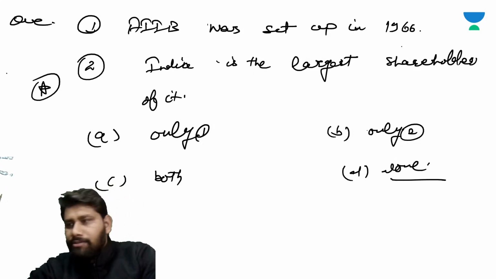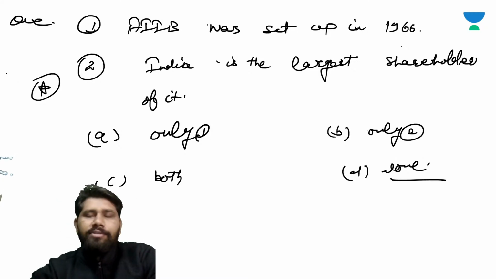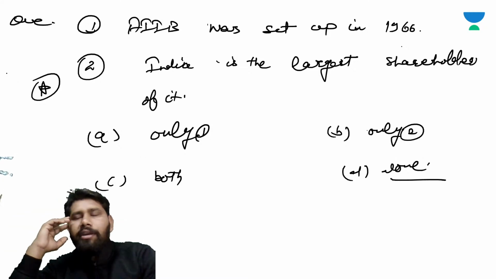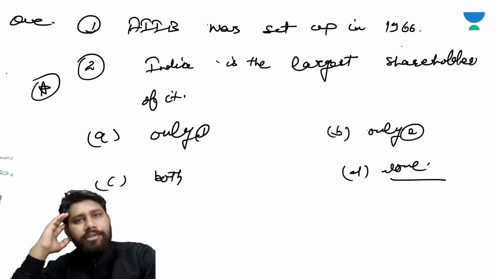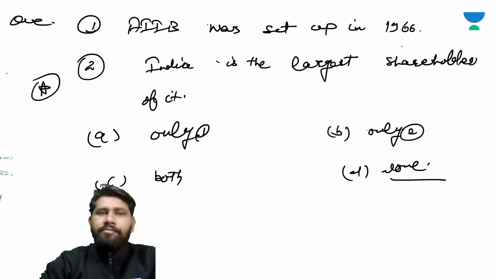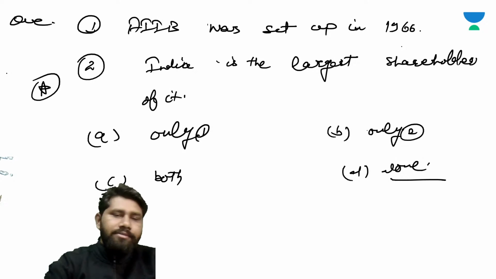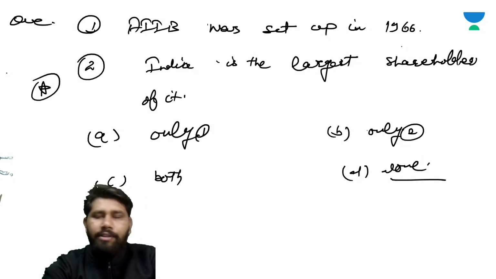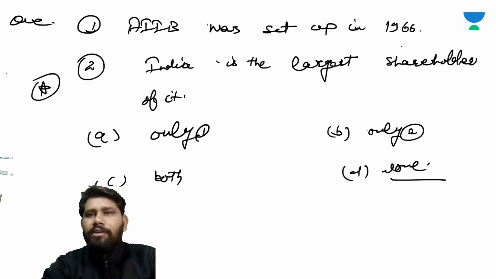Mark a star on this question. Both of these statements are really, really important. AIIB, Asian Infrastructure and Investment Bank, was set up in 1966. India is the largest shareholder of this bank, in this bank especially. So wait guys, I'm coming within 1-2 minutes. Try to answer this particular question, very important one.